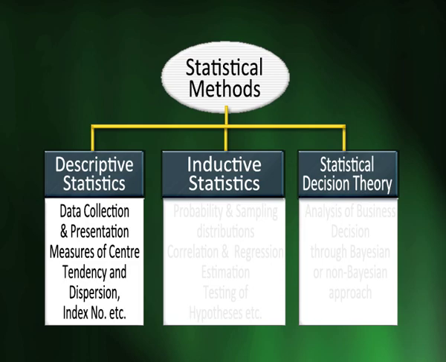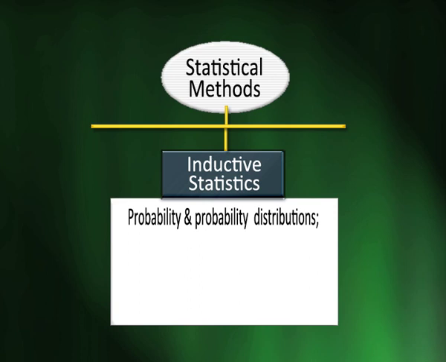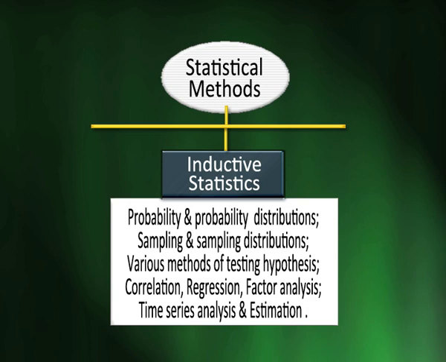dispersion, index numbers, etc. As distinguished from descriptive statistics, we have inductive statistics, which is a scientific discipline concerned with developing and using mathematical tools to make forecasts and inferences. Inductive statistics includes methods like probability and probability distributions, sampling and sampling distributions, various methods of testing of hypothesis, correlation, regression, factor analysis, time series analysis, and the methods of estimation.